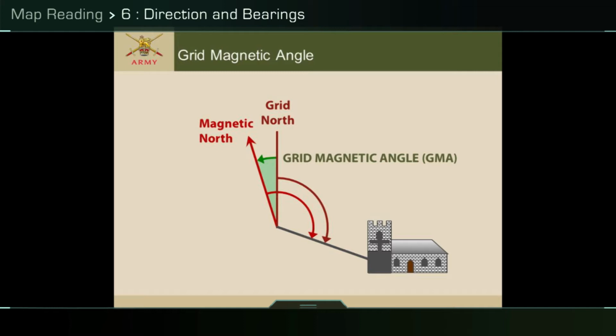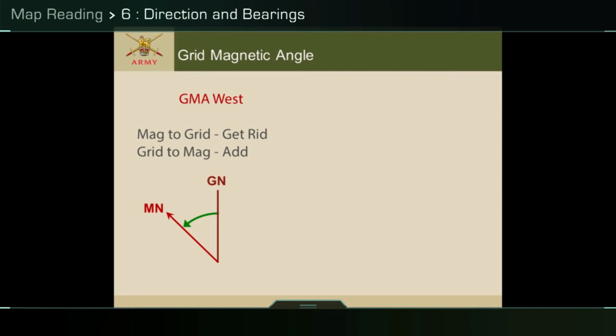When using a magnetic bearing on a map, or a grid bearing to locate a feature on the ground, the difference between the magnetic and grid north, the GMA, must be taken into account, which means either adding or subtracting it, and this can be remembered with a useful phrase. Shown clearly here, if the magnetic north is to the west of grid north, when using a magnetic bearing to find a feature on a map, you subtract the GMA from your magnetic bearing to find the correct grid bearing, remembered as mag to grid, get rid.